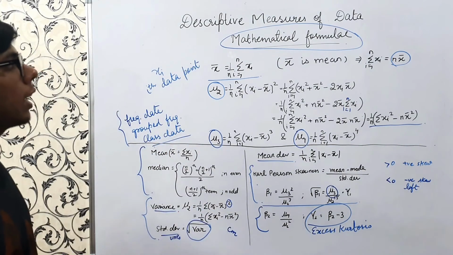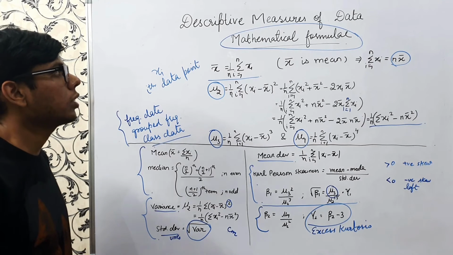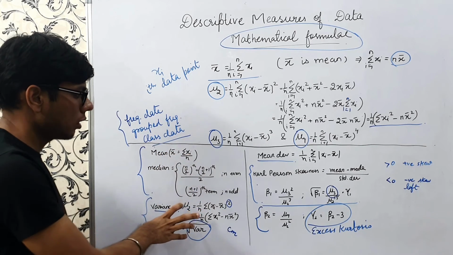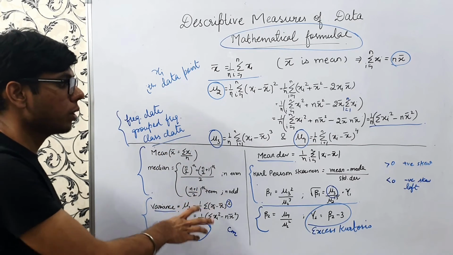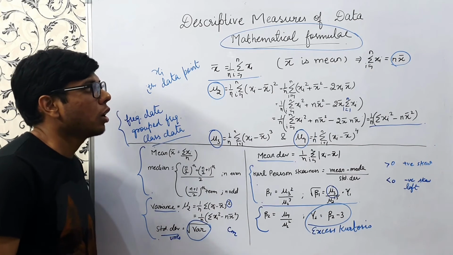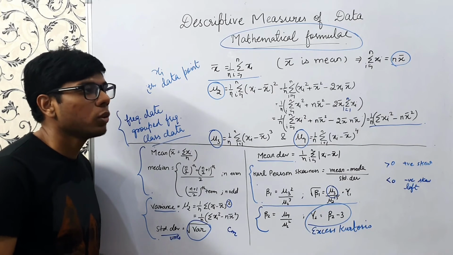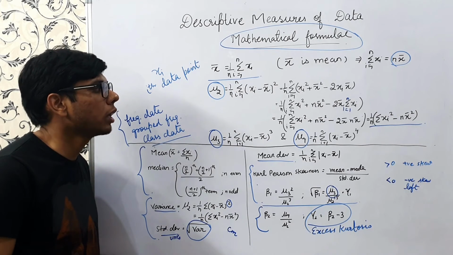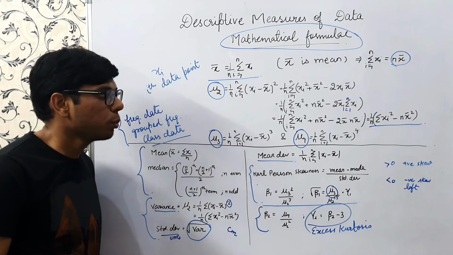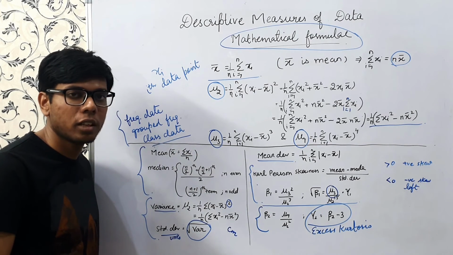So we have now explained different descriptive measures of data: central tendency, measures of dispersion, skewness, and kurtosis. I think now we are in good shape to describe a data set. So next time, if you have some data, just play around with it, find out these values and try to analyze it more. Hope you liked this video and understood some of the formulas.